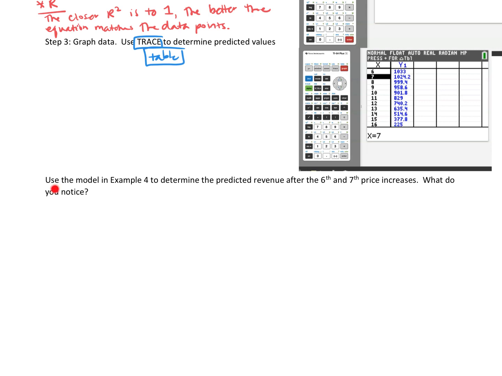All right, our last question. Use the model in example 4, so that's what we just were. And the model is what we had put into our graphing calculator, and we just saw the graph of that. Use that model to determine the predicted revenue after the 6th and 7th price increases. What do you notice? So the price increases are represented by our X values. Those are X's. So if we want to use our model to predict the 6th and the 7th, we essentially want to know what is f of 6, what is f of 7.